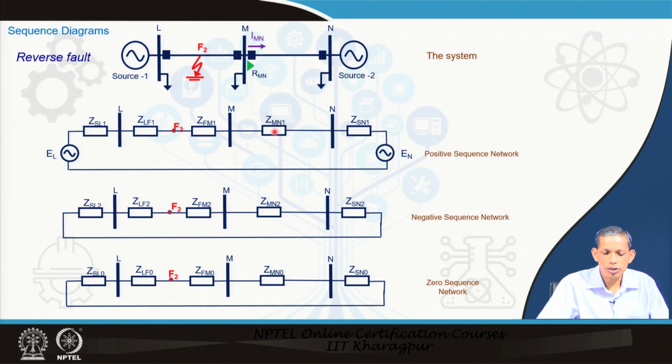The corresponding positive sequence impedance is Z_MN1 and this side source is Z_SN1, positive sequence impedance, and then the corresponding voltage. Similarly, corresponding negative sequence impedances are here and so also the zero sequence impedances in the zero sequence network. Note that these two networks, negative and zero sequences, are passive networks, they do not have any voltage source here, only the positive sequence network contains the sources.